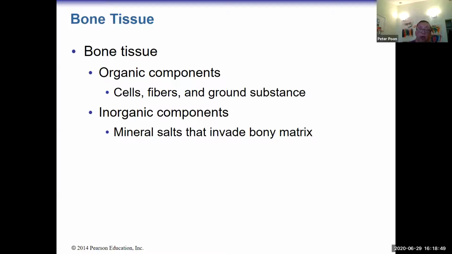All right. Bone is made out of two things. Bone is the only kind of tissue that is made out of a large percentage of inorganic components. Bone has the organic components, the cells, the fibers, the ground substance that you're very familiar with from every other tissue. What makes bone different is that it has a large amount of inorganic components, salts. They invade the bone matrix and make the bone matrix stiff and hard. That's why bone is so hard.